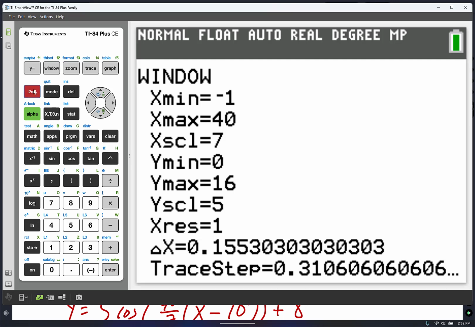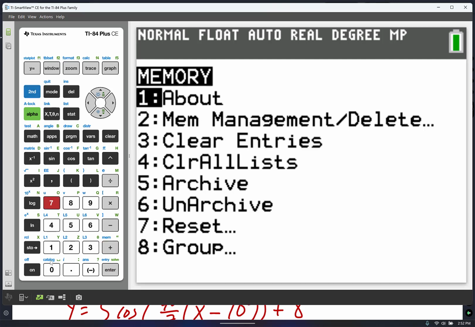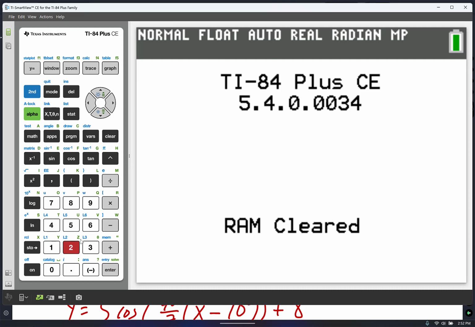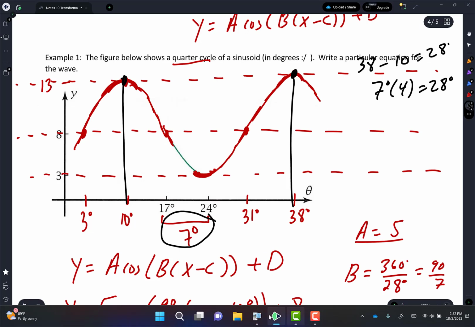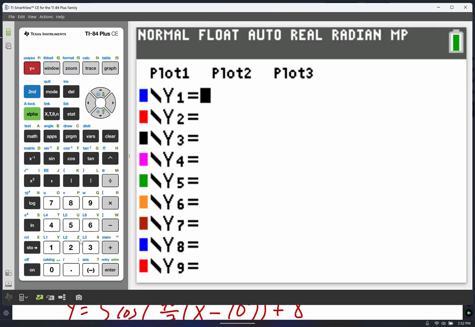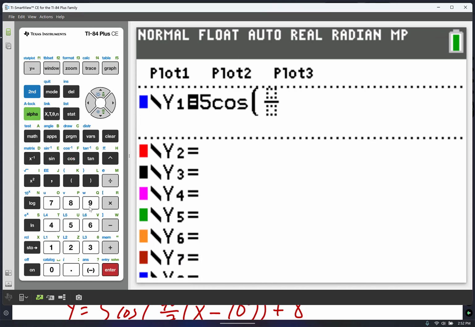You know what? I don't want to cheat you of an education. I'm going to reset everything because I want to do everything from scratch. I want to do the same thing that I did with first period with you guys. All right, so give me the equation again. What was my equation? 5 cosine, and then 90 over 7, right? Alpha, y equals, enter, 90 over 7. And then move to the right, open another parenthesis, x minus 10, close, close, plus 8.